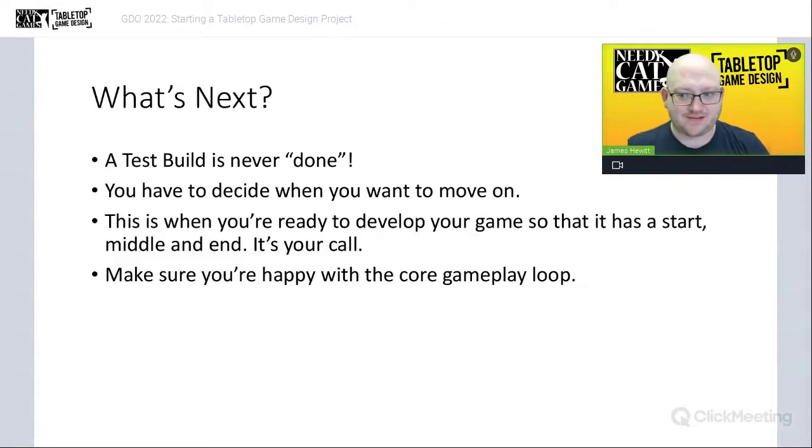It's tempting to do it sooner than you should. You should be happy with what you see in that little chunk before you start expanding. So it's possible to stay in the test build phase for quite a long time. And again, it's just going to come down to your instincts, which you will develop over time, on when it is right to move on. But generally, my rule of thumb is once you're happy with the core gameplay loop, that's when you can start moving onwards.